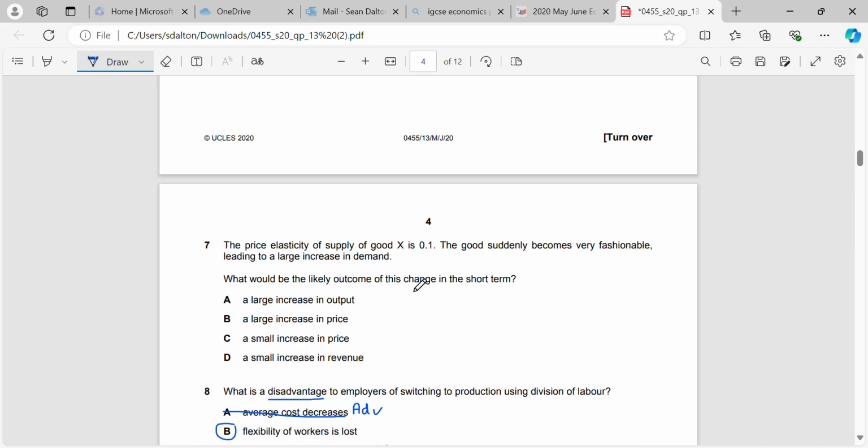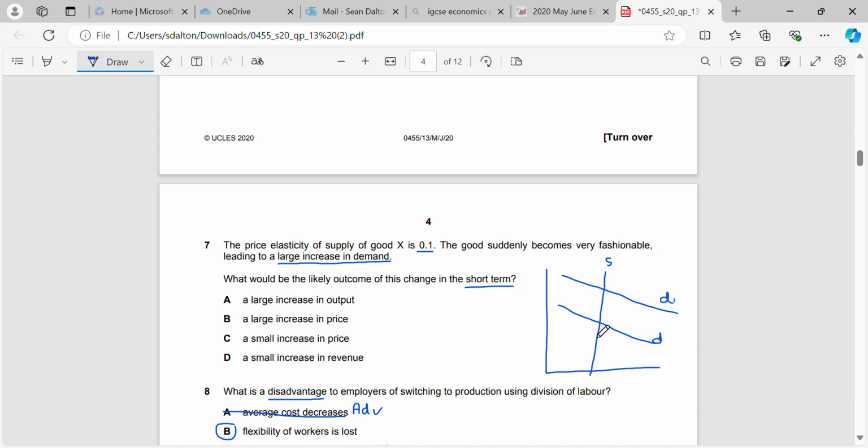Okay, question 7. Price elasticity of supply of good X is 0.1. The good suddenly becomes very fashionable, leading to a large increase in demand. What would be the likely outcome of this change in the short term? Okay, so we've got to remember the price elasticity of the good is 0.1. That's highly inelastic. So our supply curve is going to look something like this, right? Very close to perfectly vertical. Now, if we have a large increase in demand, if I can just draw a demand curve here, we're going to have a shift in demand, right?